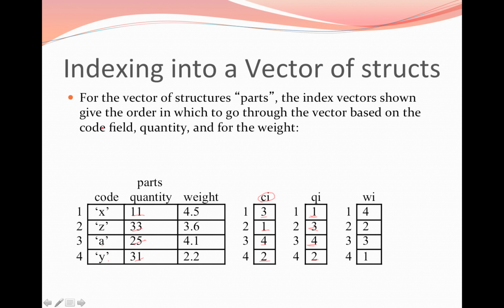And for the weight, the smallest is in the fourth element, and the next smallest is in the second element, and then the third, and then the largest is in the first. So again, the index vector tells you the order in which you would go through the original vector of structures based on a particular field.